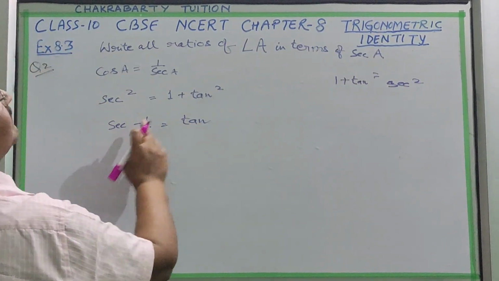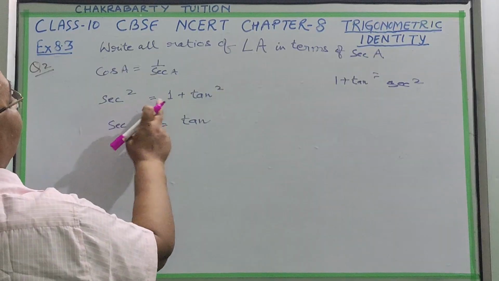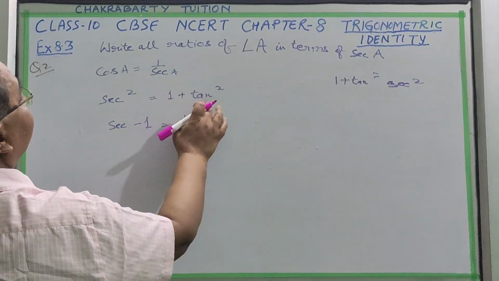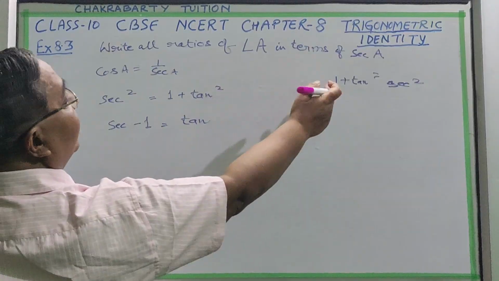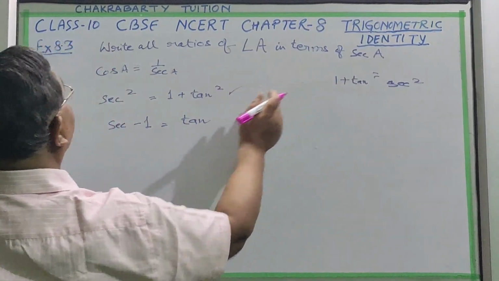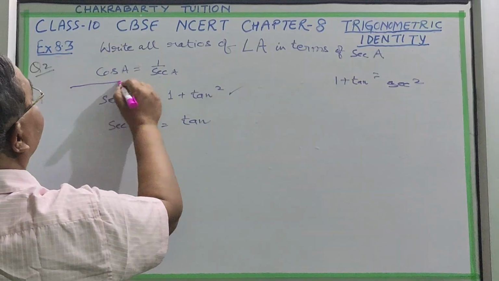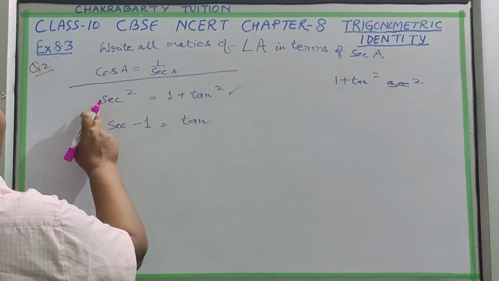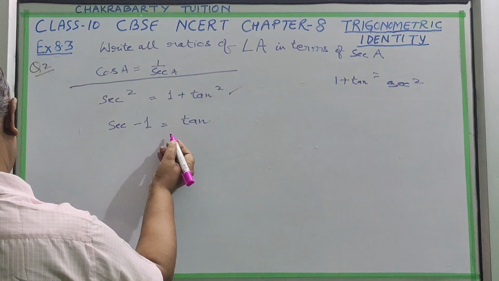So in terms of sec we want, so here sec we are getting. This identity we are using. Cos is equal to, this one part is over. This is one answer. Now tan we are finding. So sec square minus 1 is equal to tan square.